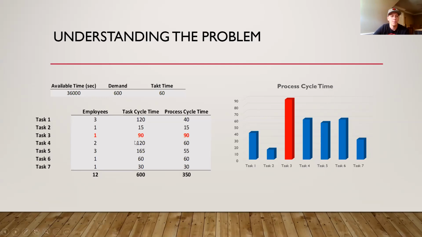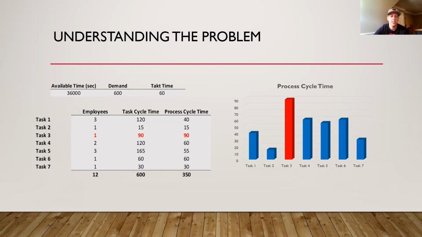So just right off the bat here, we can see where the red flag is, and that's within task number 3, which is adding protein to the sandwich. As it stands, we only have one employee assigned to that task, which normally should take 90 seconds, which gives us a process cycle time of 90. So again, that's really concerning.